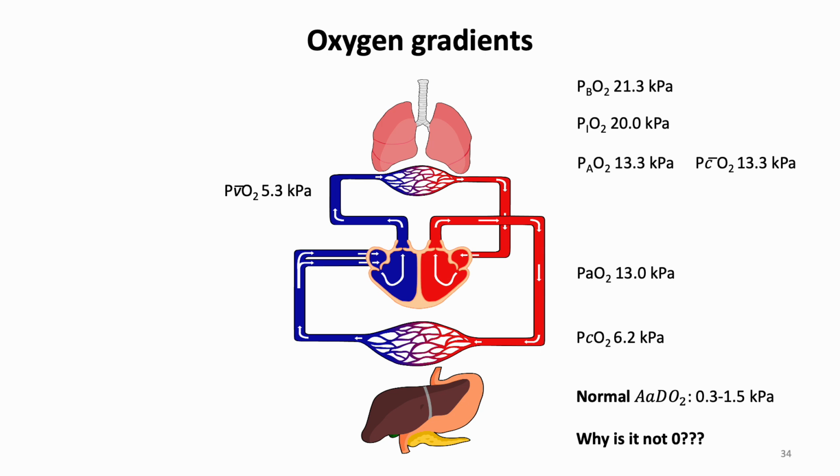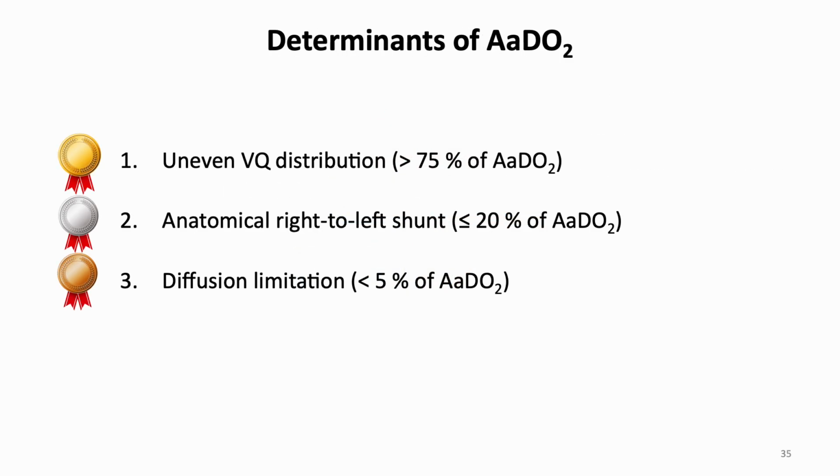So the reason why the AADO2 is not zero, not even in the healthy state, is the contribution of three mechanisms. And I've written them here.